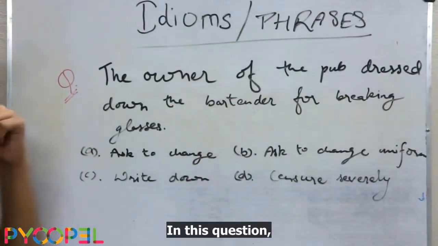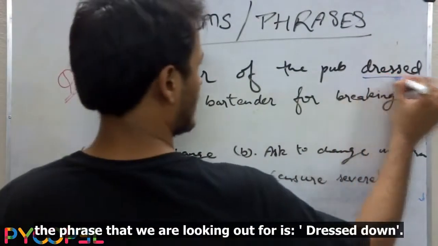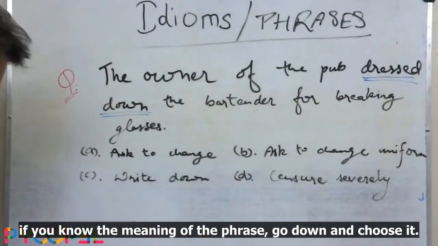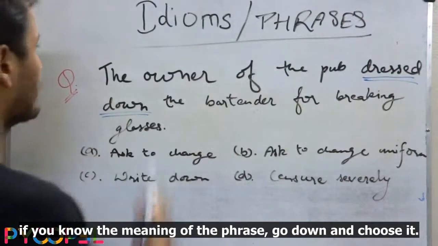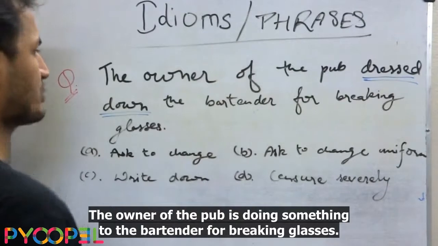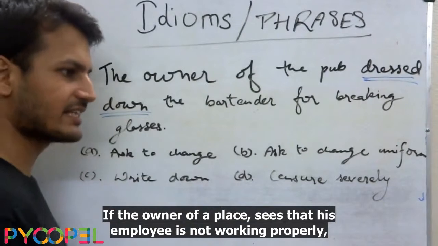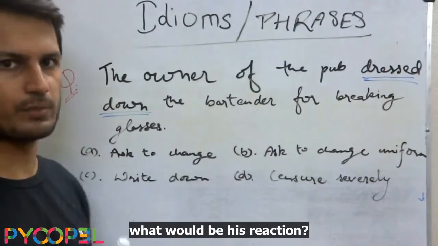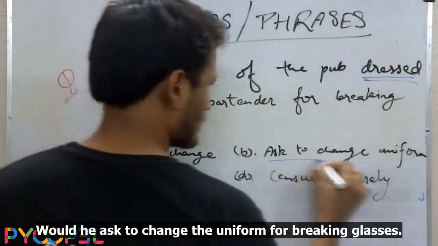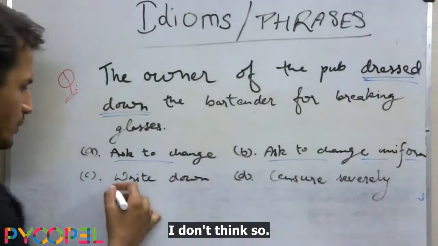In this question, the phrase that we are looking out for is rest down. Again, in order to solve this question, if you know the meaning of the phrase, go down and choose it. If you don't, work out from the text. Let's see where we can go from over there. The owner of the pub is doing something to the bartender for breaking glasses. If the owner of a place sees that his employee is not working properly, what would be his reaction? Would he ask to change the uniform for breaking glasses? I don't think so. Would he write down?